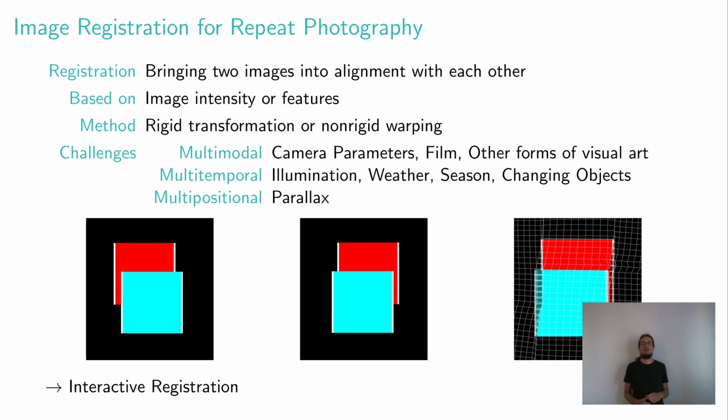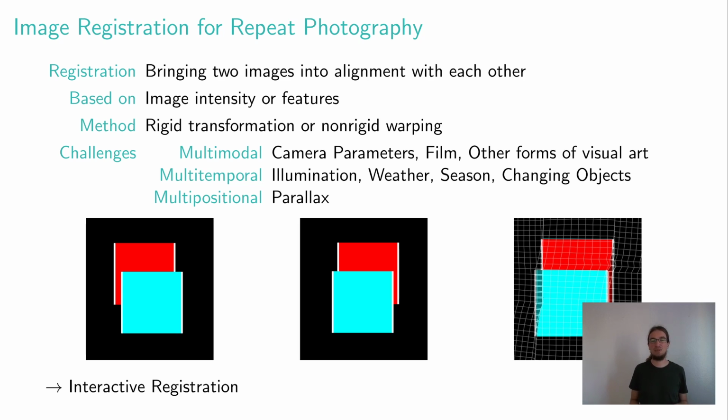And in repeat photography we have several challenges. We are multimodal, so we have different cameras, maybe even not cameras but other forms of art, for example paintings, as the historic image. We are multi-temporal, meaning that we have changes in illumination, in weather, in season. We have changing objects. If you think back at the glacier image at the beginning, this glacier was completely gone, so we cannot use that for registering these images.